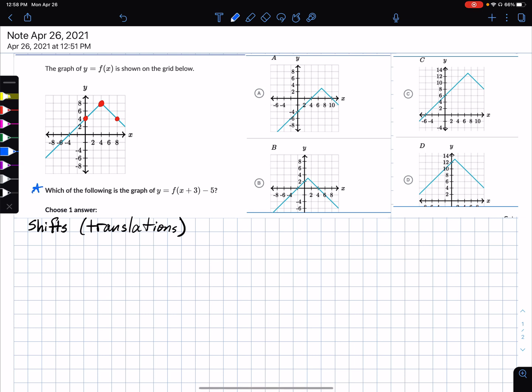Now, what we're going to do is look at the question here. It says, which of the following is the graph of y equals f of x plus 3 minus 5? Whenever you see addition or subtraction on the inside layer, whether it's just f of x notation like this, or on the inside layer of an explicitly defined function, you're going to be shifting horizontally. In this case, the addition of 3 is going to be a shift left 3. Okay? And then on the outside layer, addition or subtraction of a constant is a vertical shift. In this case, minus 5 is a shift down 5.